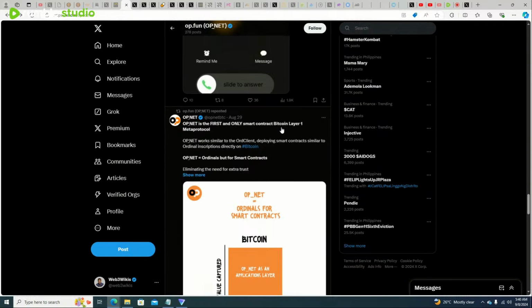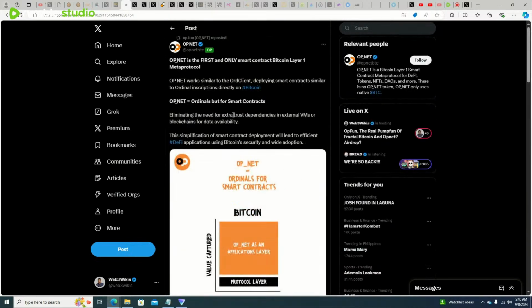OPNet is the first and only smart contract Bitcoin Layer 1 meta protocol. It works similar to the ORD client, deploying smart contracts similar to ordinal inscriptions directly on Bitcoin. So let's use this avenue to quickly look at this, eliminating the need for extra trust dependencies in external VMs or blockchains for data availability. This simplification of smart contract deployment will lead to efficient DeFi applications using Bitcoin security and wide adoption.